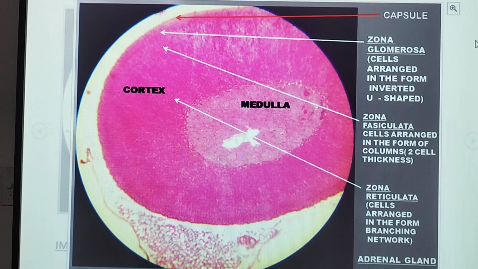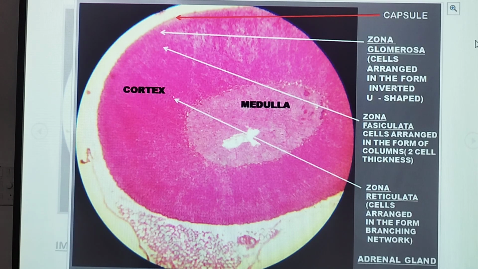Then the next zone is zona fasciculata. In the zona fasciculata, you will see that the cells are arranged in the form of columns, and these columns are two cells thick. So zona glomerulosa, then zona fasciculata, and then finally the zona reticularis. In zona reticularis, the cells are arranged in the form of a branching network.